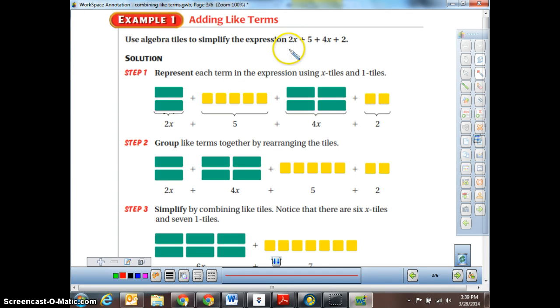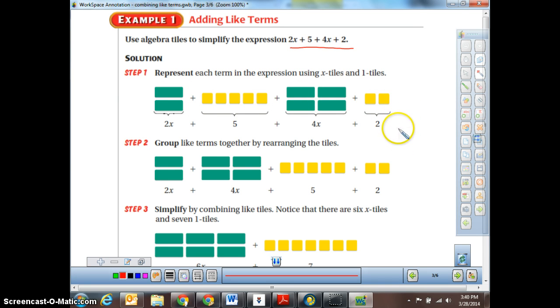If we have this expression right up here, we've got 2x plus 5 plus 4x plus 2. We can show that down here. The green rectangles represent x's. All of the yellow squares are just a single number, a number 1. So here we have 2 x's plus 5 1's plus 4 x's plus 2 1's.